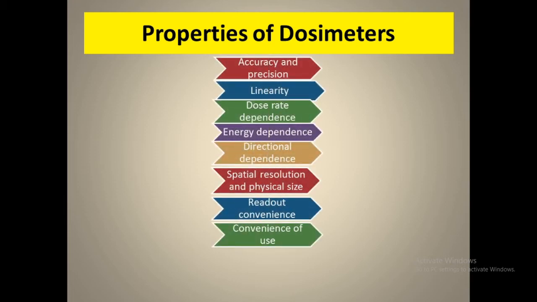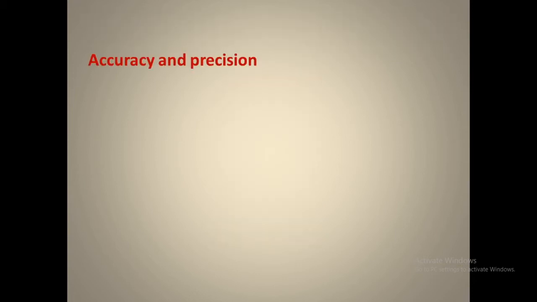The following are the important properties of dosimeters. They are accuracy and precision, linearity, dose rate dependence, energy dependence, directional dependence, spatial resolution and physical size, readout convenience, and convenience of use. So first is about accuracy and precision.